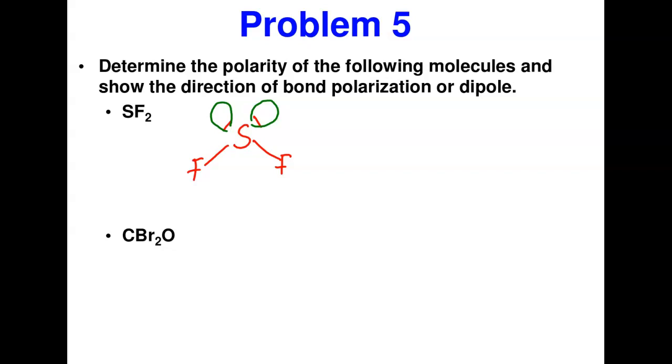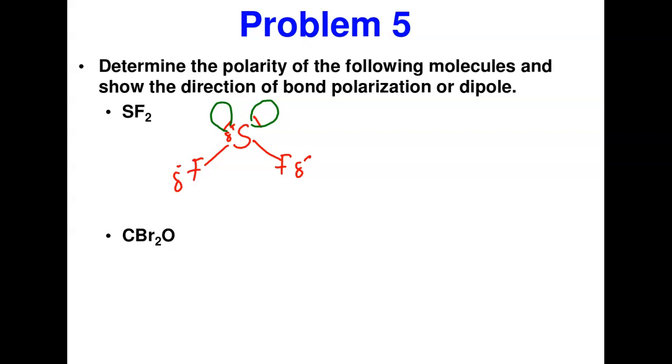Again, if you consider sulfur and fluorine, fluorine, of course, is the most electronegative element. So fluorine is going to have a negative, this is going to have a positive, and these are going to have negatives. If there were no lone pairs on top of this atom, this molecule would have been a linear molecule, and the bond dipoles would have cancelled out. But if you look at it, it is bent.